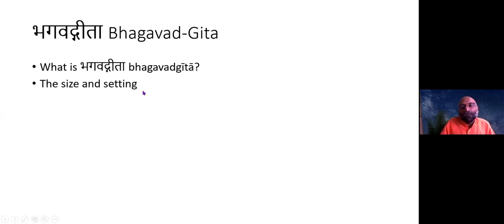How big is Bhagavad Gita and how is it set? What is the setting in which this scripture is delivered? Bhagavad Gita is about 700 verses. It's divided into 18 chapters. If you chant it constantly, it takes about 2.5 hours to comfortably chant Bhagavad Gita. I have seen people who can chant very fast, yet very accurate, and they can finish in 45 minutes also. But generally, if I chant comfortably, it takes about 2.5 hours.